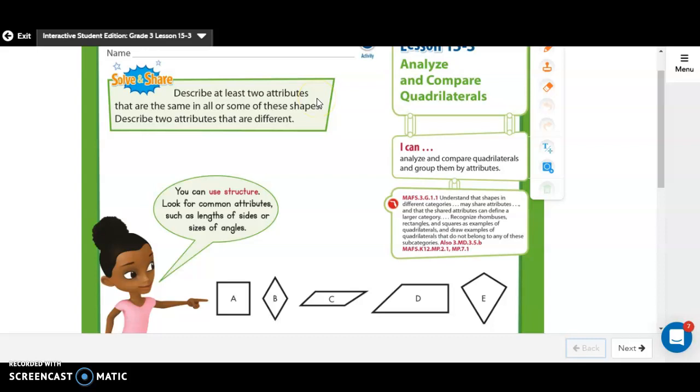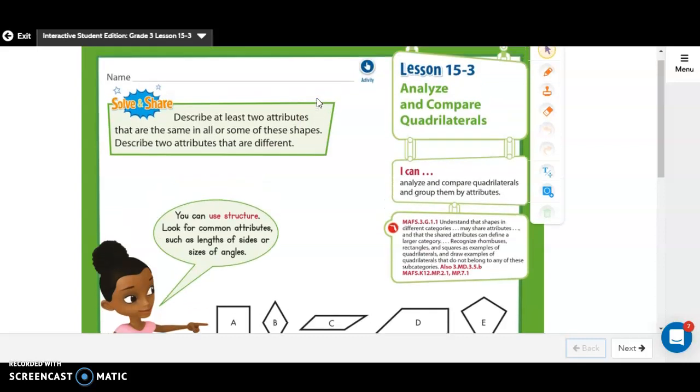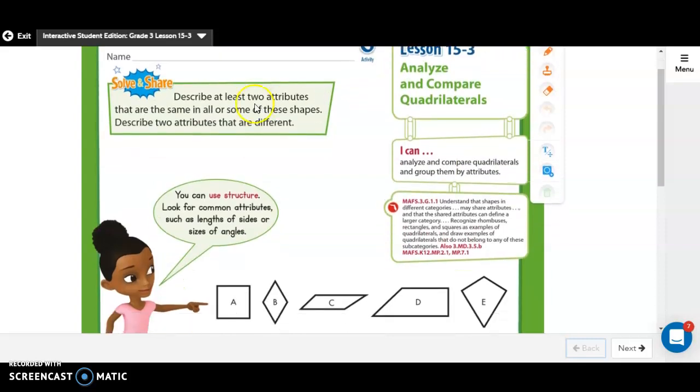You've probably already heard me say it on the videos from 15.1 and 15.2. But when they talk about attributes, they just mean things that the shapes have. So the attributes are things that make that shape that shape. So straight sides can be an attribute. Having four sides can be an attribute. Having four points or vertexes can be an attribute. Anything that a shape has that can help us identify it is an attribute.